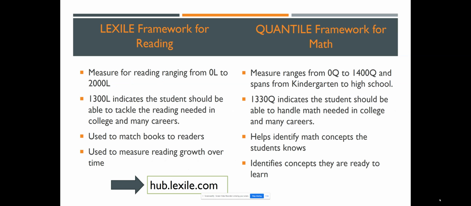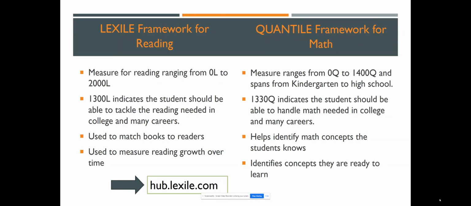Two other pieces of data that are going to be reported to your child are your child's Lexile and Quantile levels. Your student's Lexile reading level is a measure that ranges from 0L to 2000. There are also scores that can fall below that. Students who are getting ready to read might have a BR, a beginning reader level, and will be working their way up to a 0 Lexile.